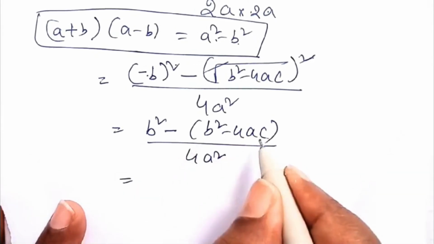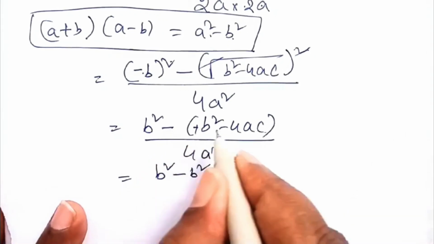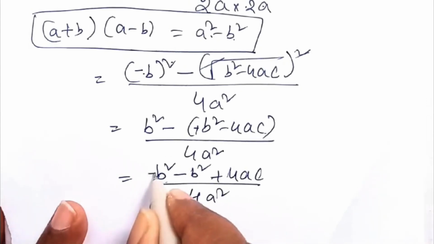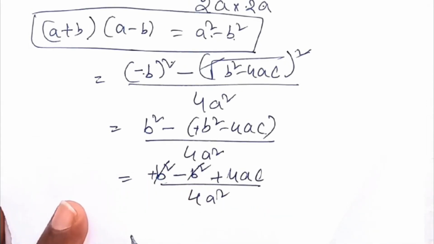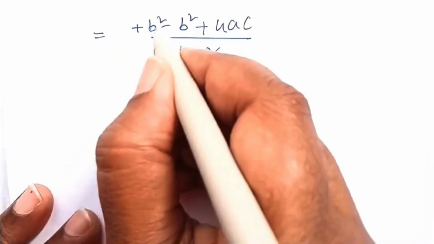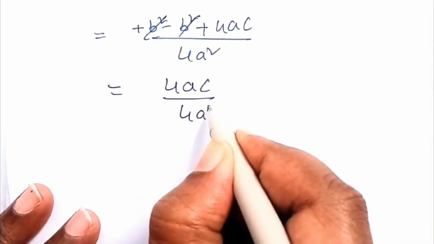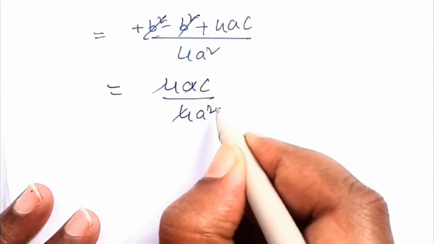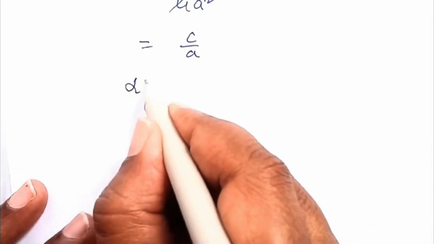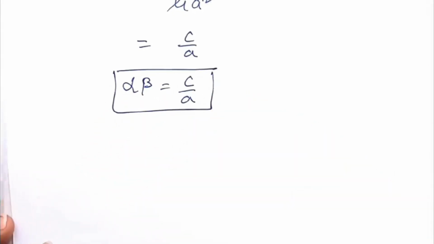Next remove the bracket. Plus b square minus b square cancel, and minus into minus gives plus 4ac by 4a square. The 4 gets cancelled and one a is left, so it is c by a. Therefore the product of the roots, alpha into beta, is equal to c by a. Thank you.